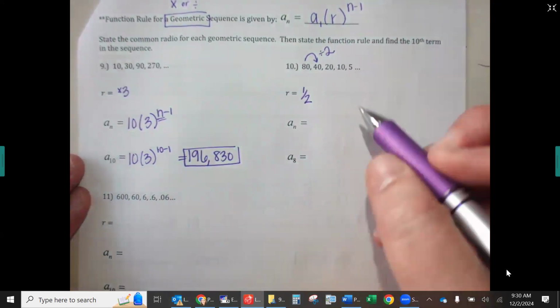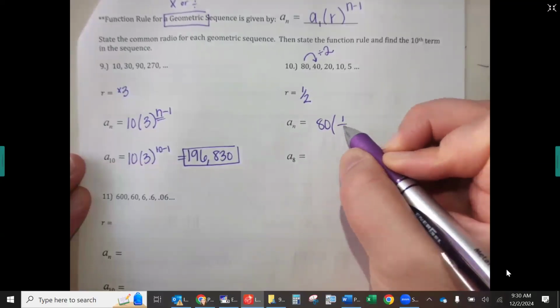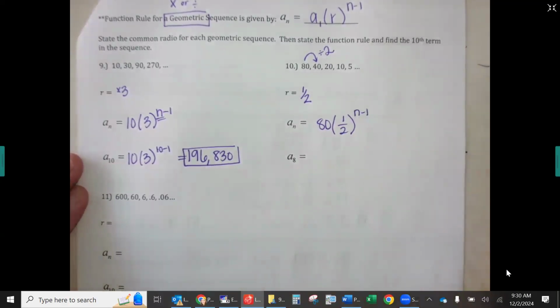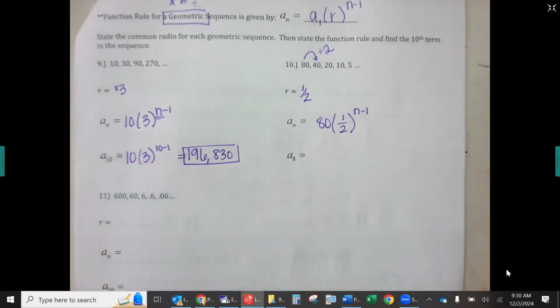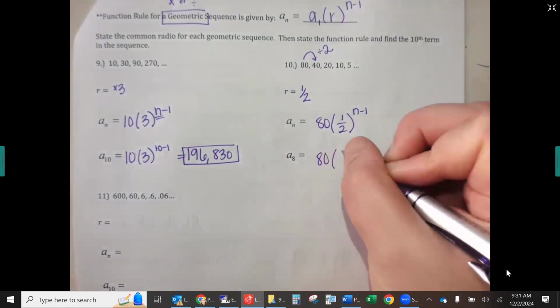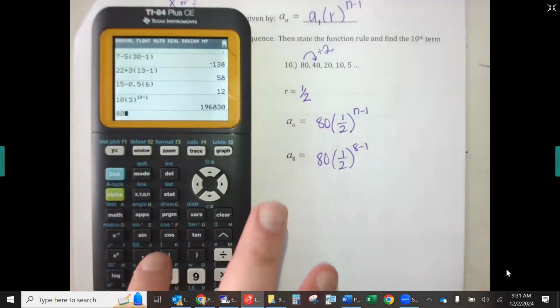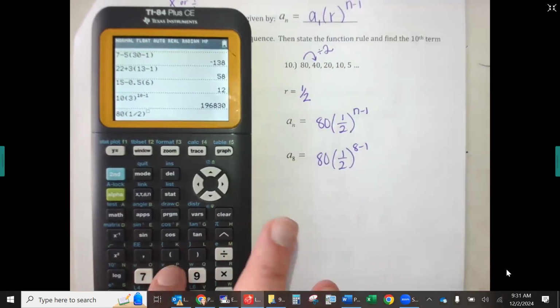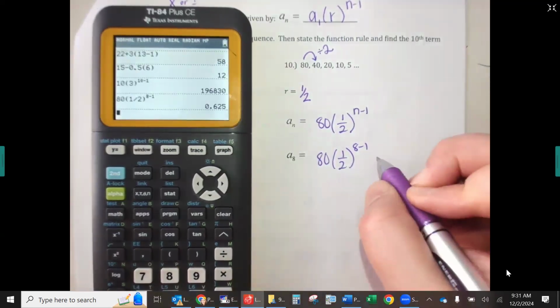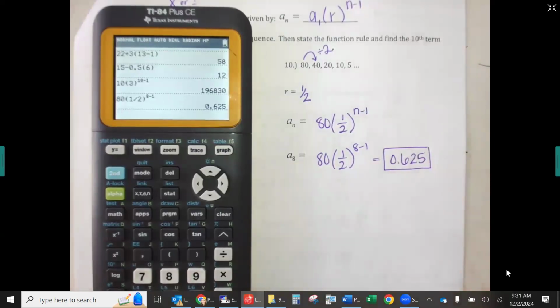My A sub n is whatever the first term is. What is it? 80. We're going to cut it in half, but not for the first term. That's what that n minus 1 up there stands for. It's not on the first guy. Then if I want the 8th term, just pop the 8 into the formula. So it'd be 80 times 1/2 to the 8 minus 1. .625. Okay.